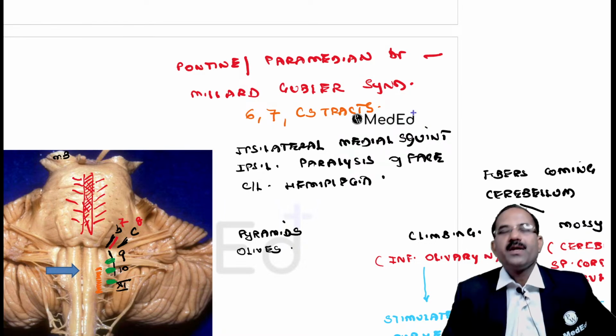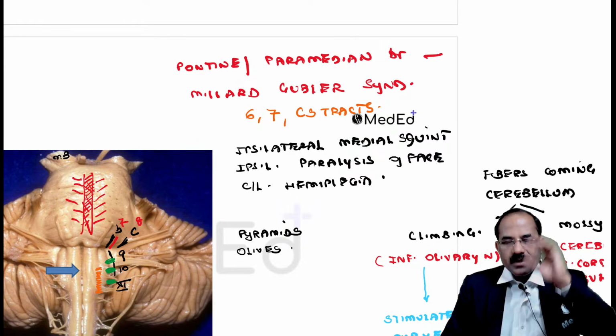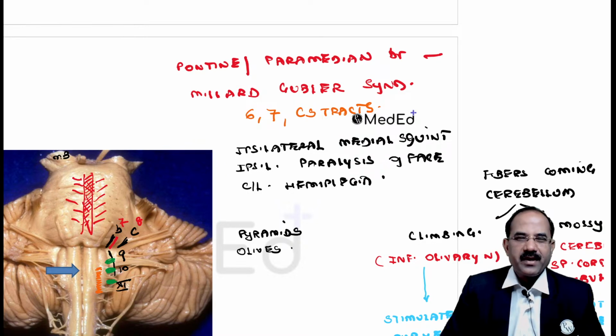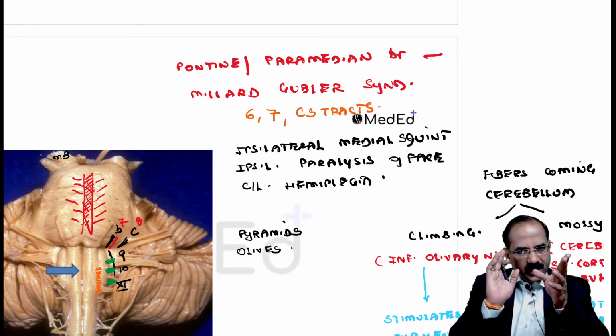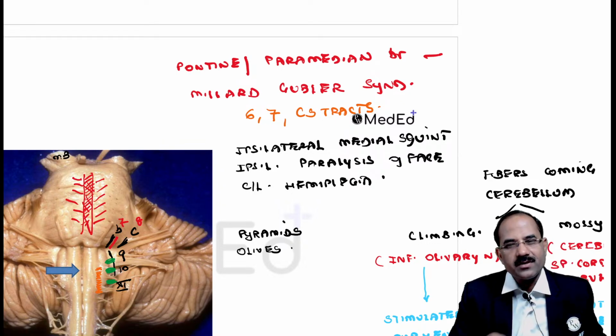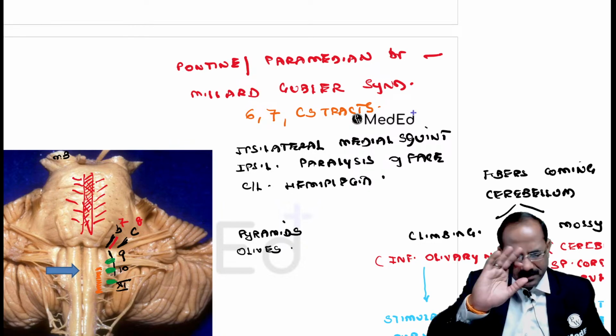Millard-Gubler syndrome. Thrombosis of paramedian branches of basilar artery. The sixth nerve, the seventh nerve, and the corticospinal tracts are involved. So lateral rectus paralyzed, ipsilateral medial squint. Seventh nerve is gone, so it's ipsilateral paralysis of the face along with contralateral hemiplegia. Fine, perfect.